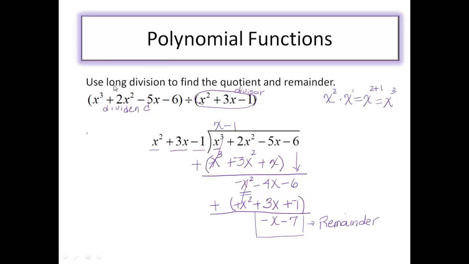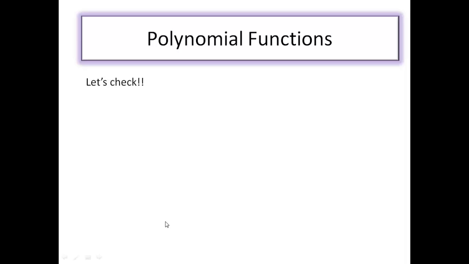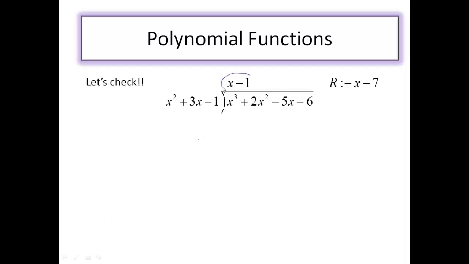So the answer to this division is your quotient, which is x minus 1, remainder, -x minus 7. If we were to check this like we did with the simple division, this is what we do. We have to multiply our quotient times our divisor, and then we add the remainder, and we should get the dividend. Let's do that. Let's write it out.